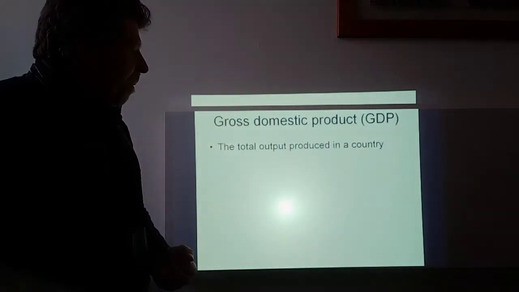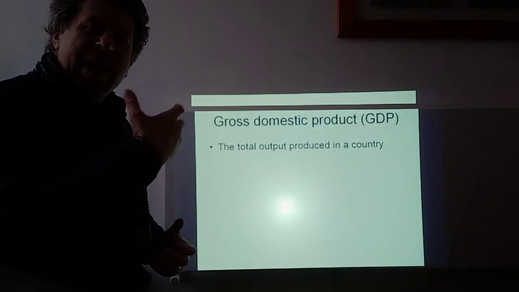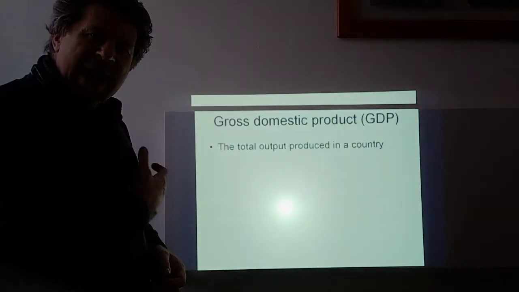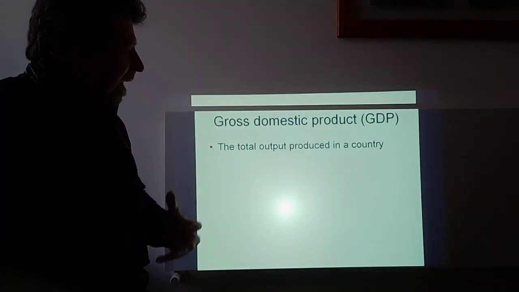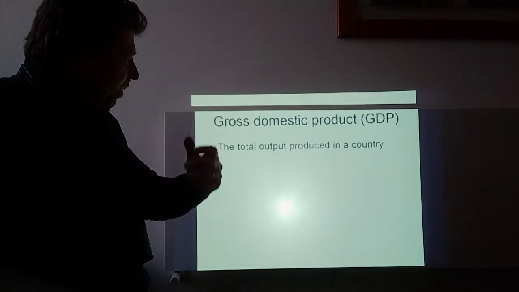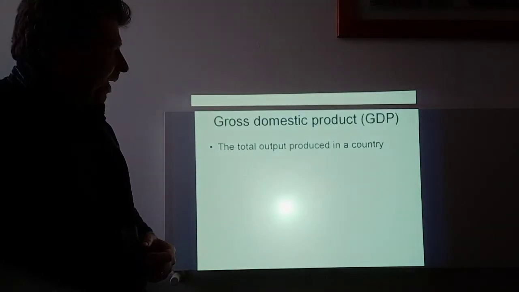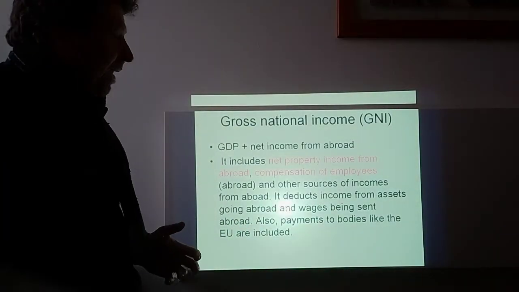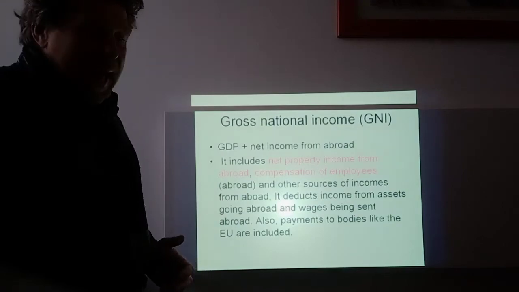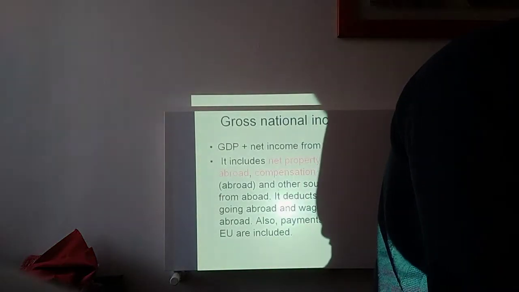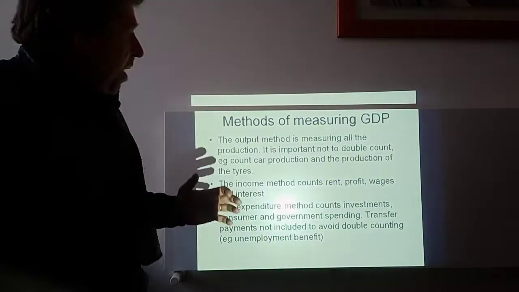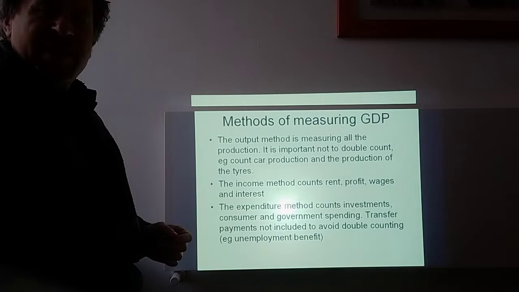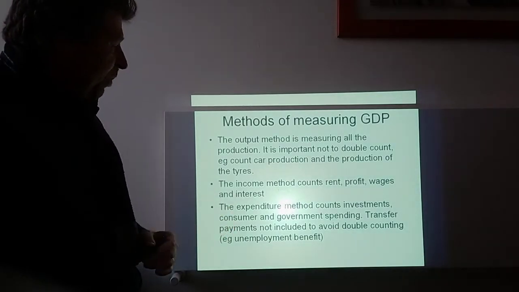If I spend €1 on a bottle of water, the bottle of water is the output, and that €1 is the income for the shop. So they should all equal each other. So from that, we can consider that we can measure GDP through the output method or the income method or the expenditure method.